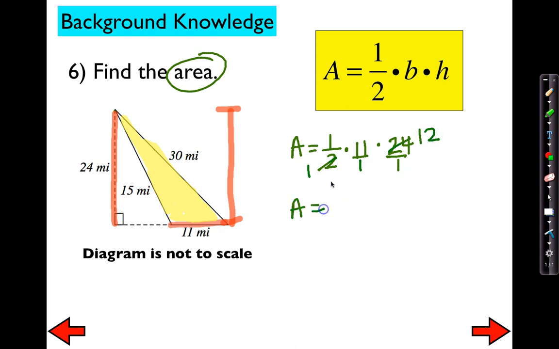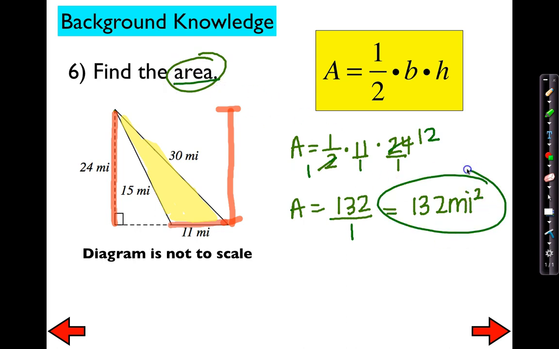So for the area, I'm going to multiply 1 times 11 times 12. 11 times 12 is just 132. The denominator is just 1 times 1 times 1, which is 1. So that's going to leave me with 132 miles. And hopefully you know it is squared, because again, with area, the units are squared.